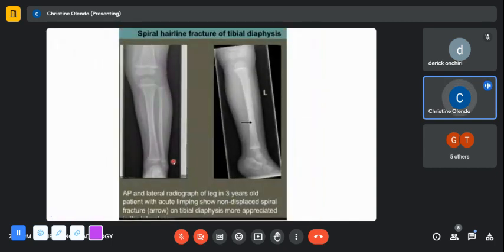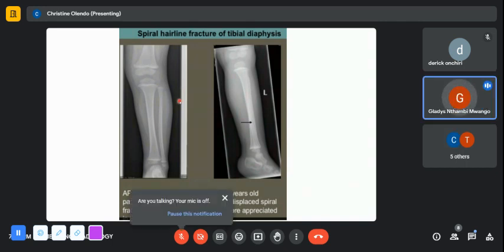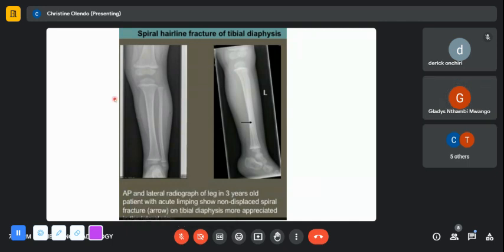Yeah, but I think when you zoom in, you're just seeing the overlap of the tibia and femur. So if one suspects there's a spiral fracture, one can always do a follow-up. Would ultrasound help for a spiral fracture? Can you see fractures on ultrasound?